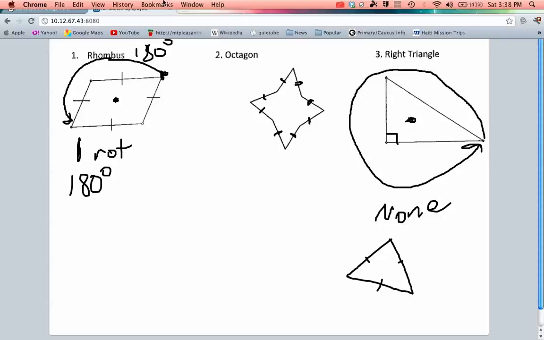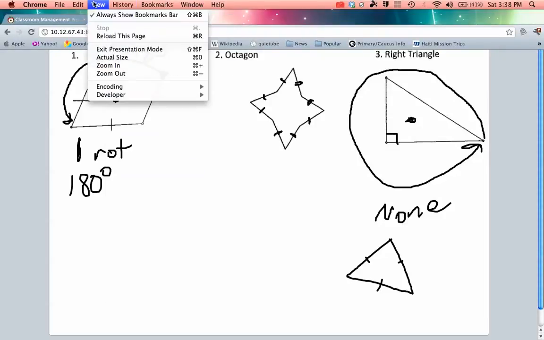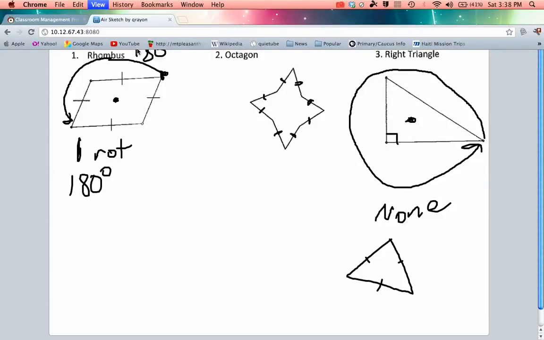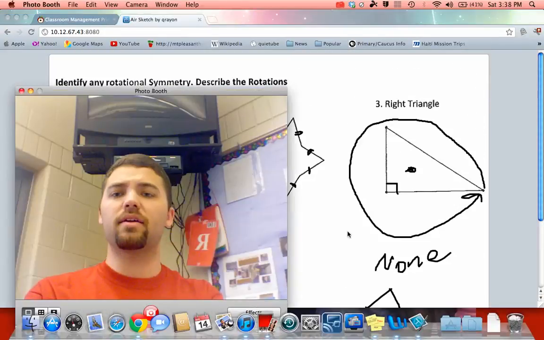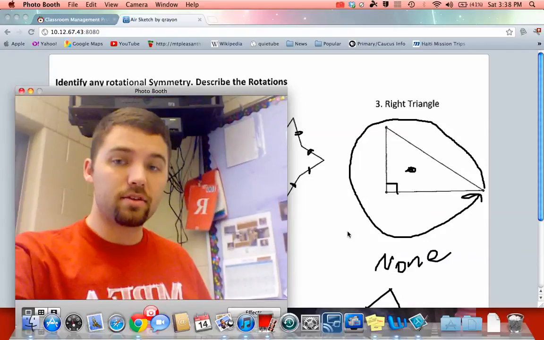I want to try something using some new software here. Maybe I can. Will it work? Can I show? Oh, hey, there I am. Okay, so let's look at this.